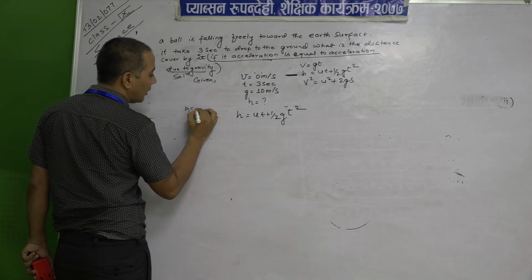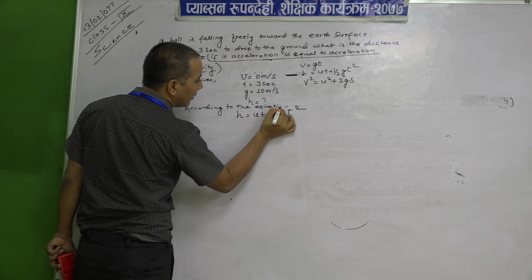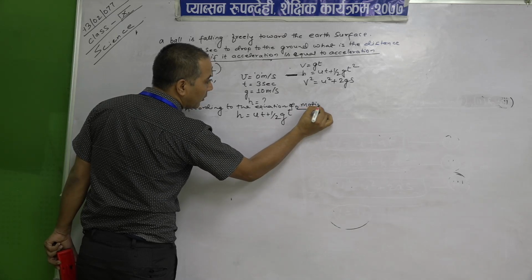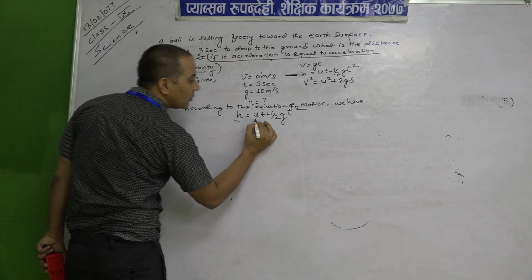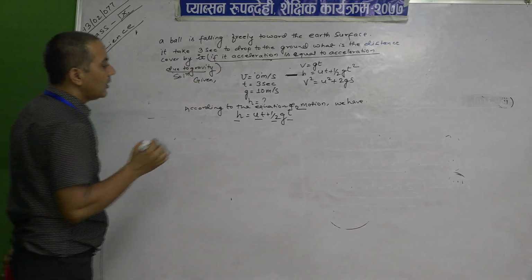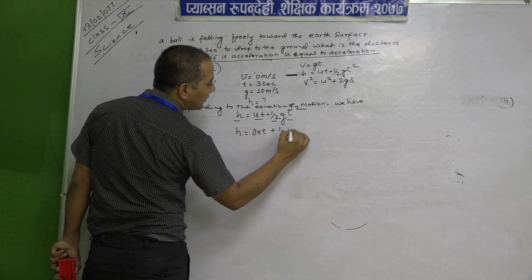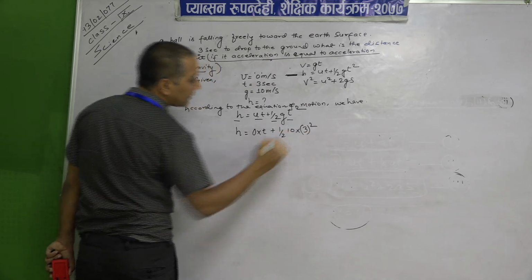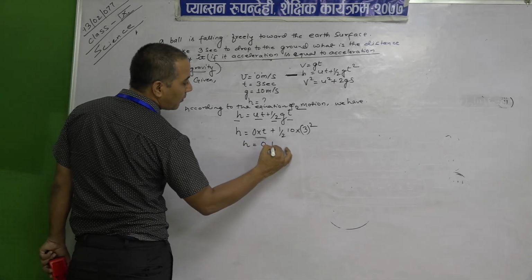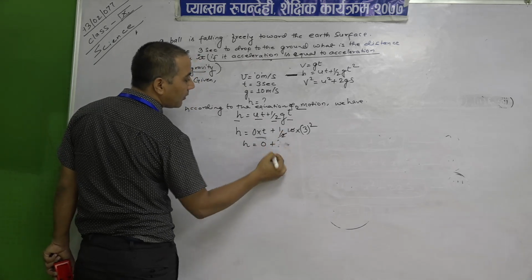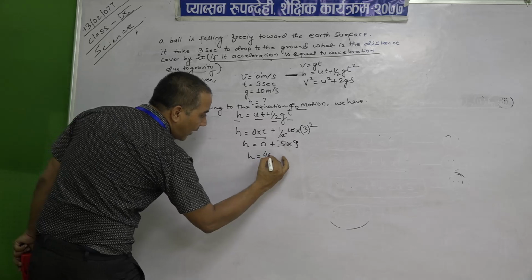According to the equations of motion, we have h equals u t plus half g t square. So, what is u here? u is 0, into t, plus half, g means 10, into t means 3 square. 0 into t is how much? 0 plus half means if we divide 10 by 2, then 5 into 3 squared, 3 squared is 9. So, h will be 45 meters.